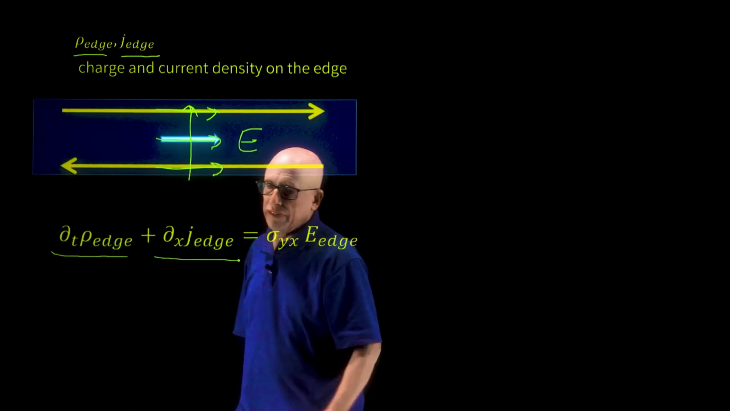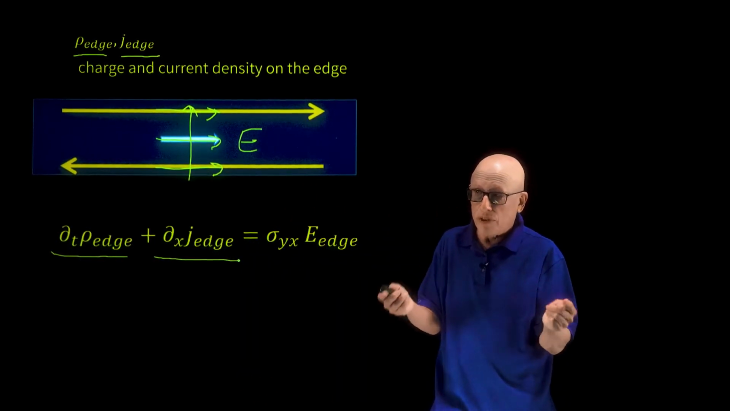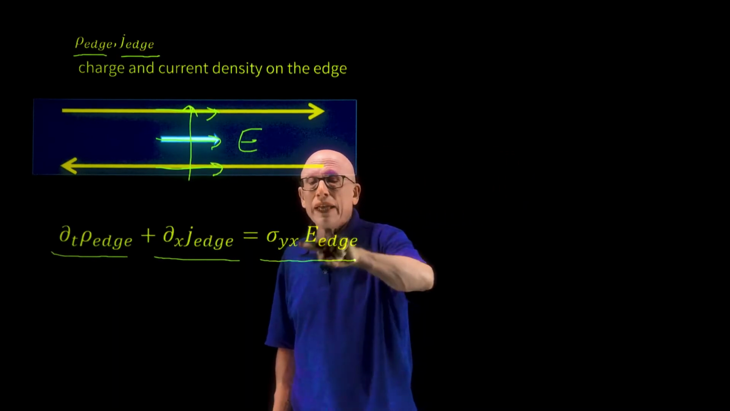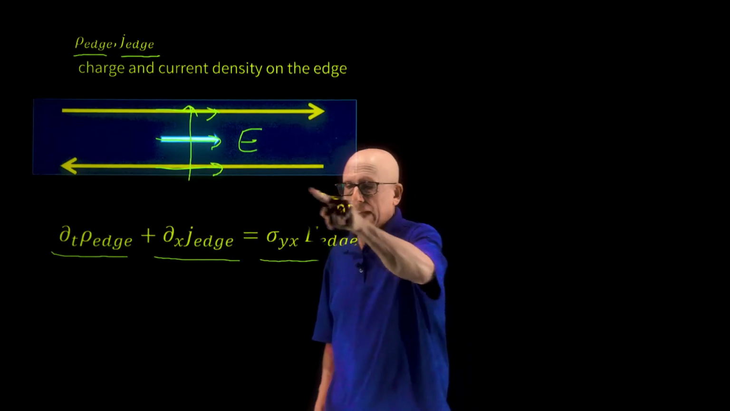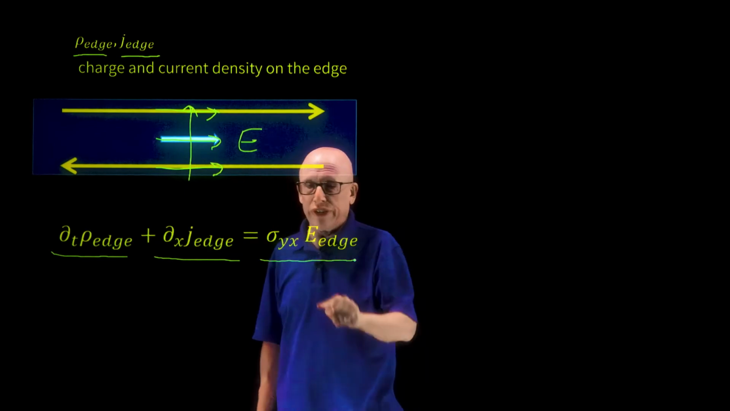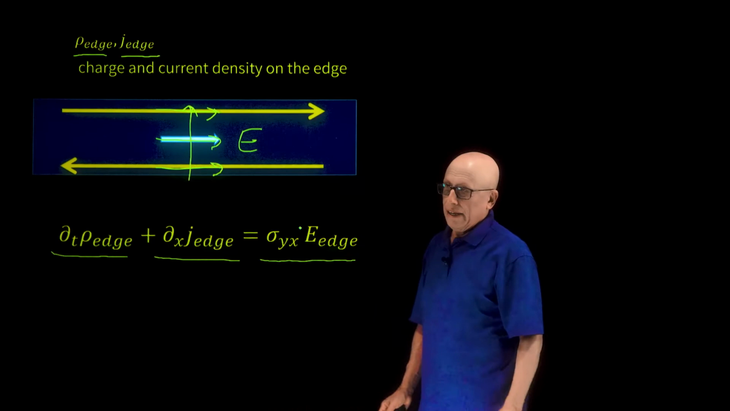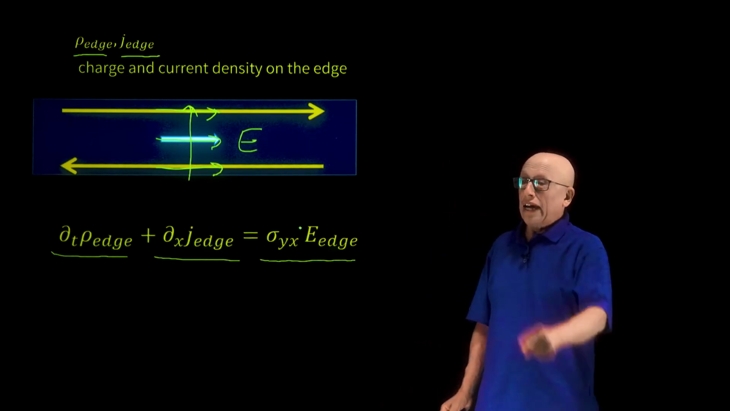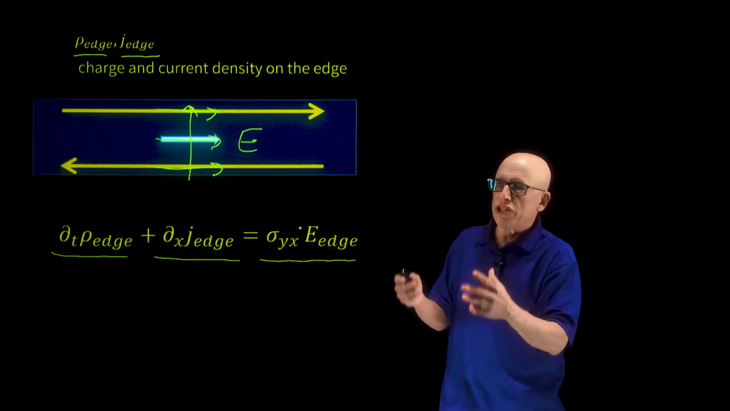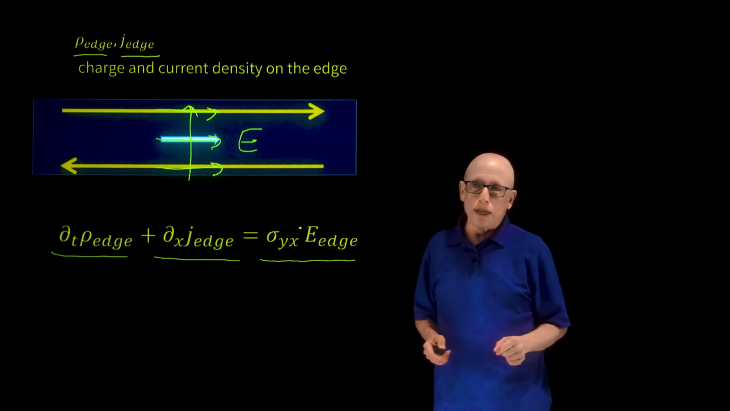plus the position derivative of the current, which sum up to zero if the system conserves charge, does not sum up to zero, but sums up to the supply of current from the Hall effect, which is the Hall conductivity multiplied by the electric field along the edge. So this equation is one of the two pillars on which our description of the edge is going to stand. The second one is going to be an approximation.